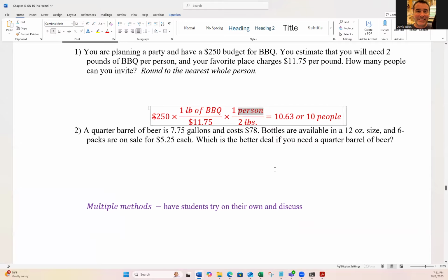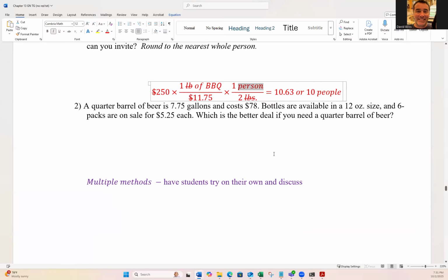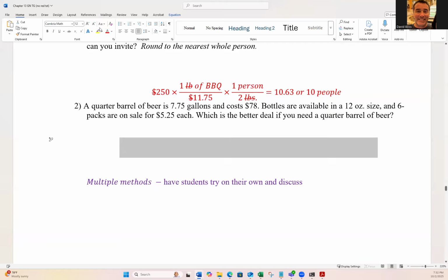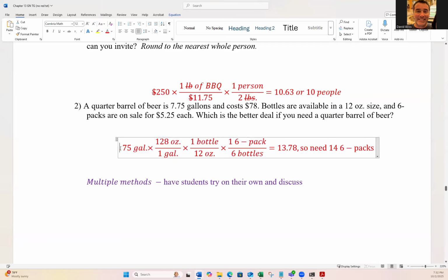All right, next question. A quarter barrel of beer is 7.75 gallons and costs $78. Bottles are available in the 12-ounce size, and six packs are on sale for $5.25 each. Which is the better deal if you need a quarter barrel of beer? All right, so another tricky question. Okay, I think we have a typo. So I think this is supposed to say 7.75.